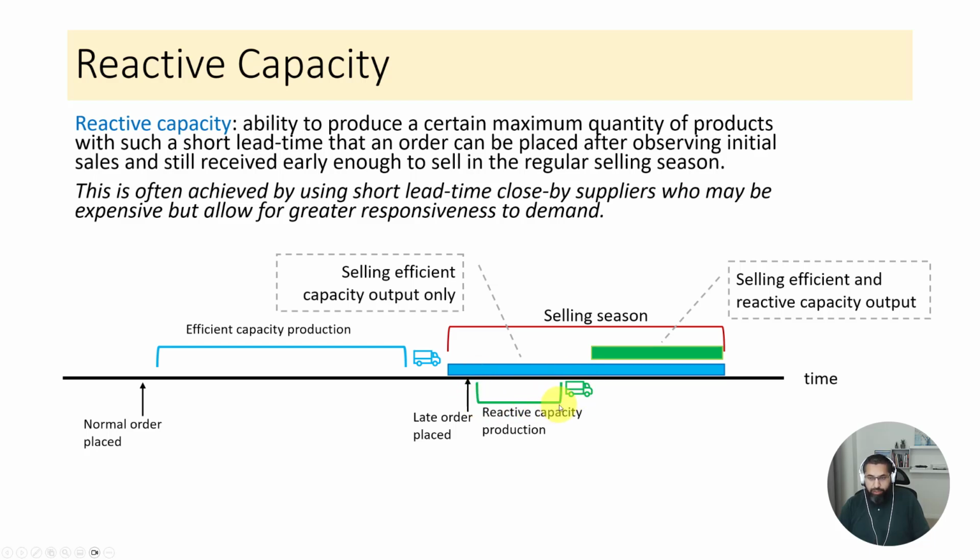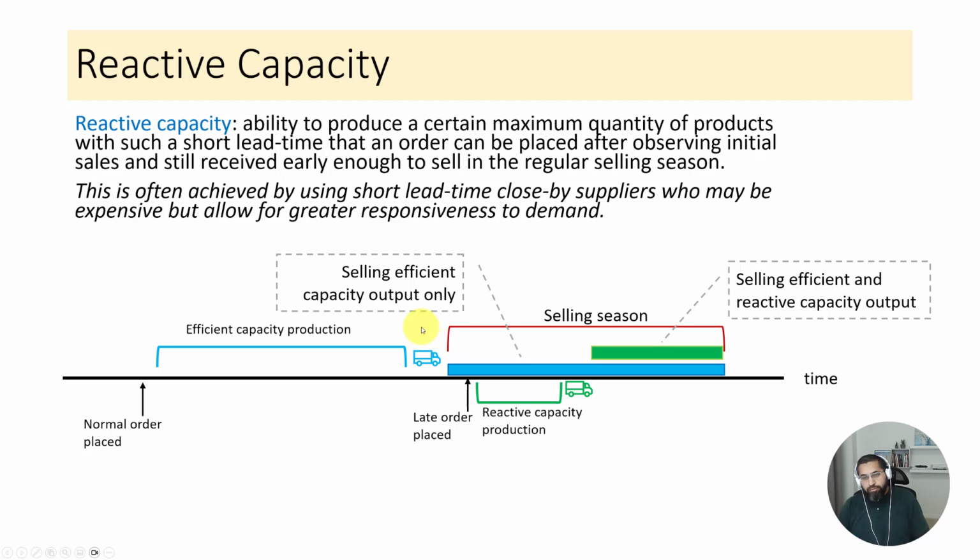Once the reactive capacity has produced the goods and the truck has transported them, now you can start selling items produced with the reactive capacity, and you're also selling items produced with the regular capacity, which is the blue line. Okay, so that's what reactive capacity is. It allows you to react to early demand signals.